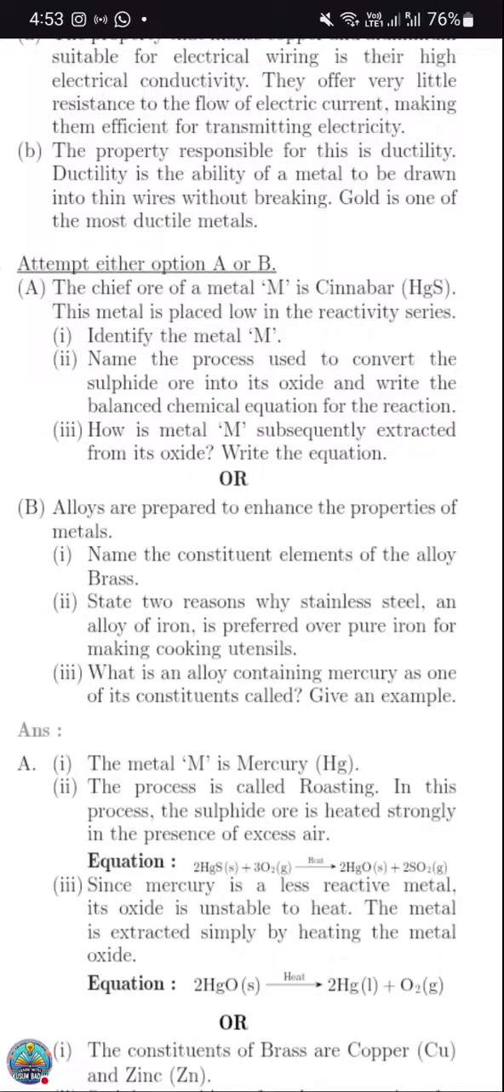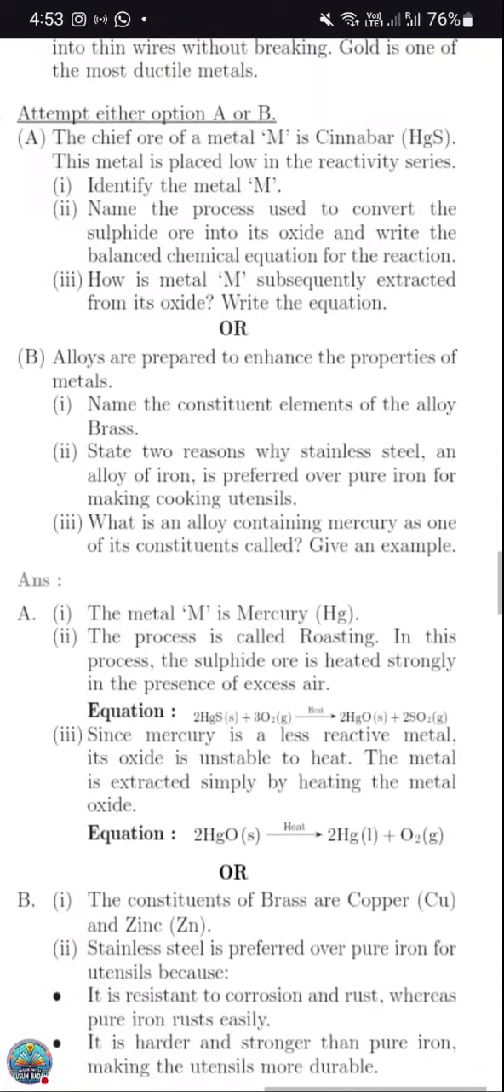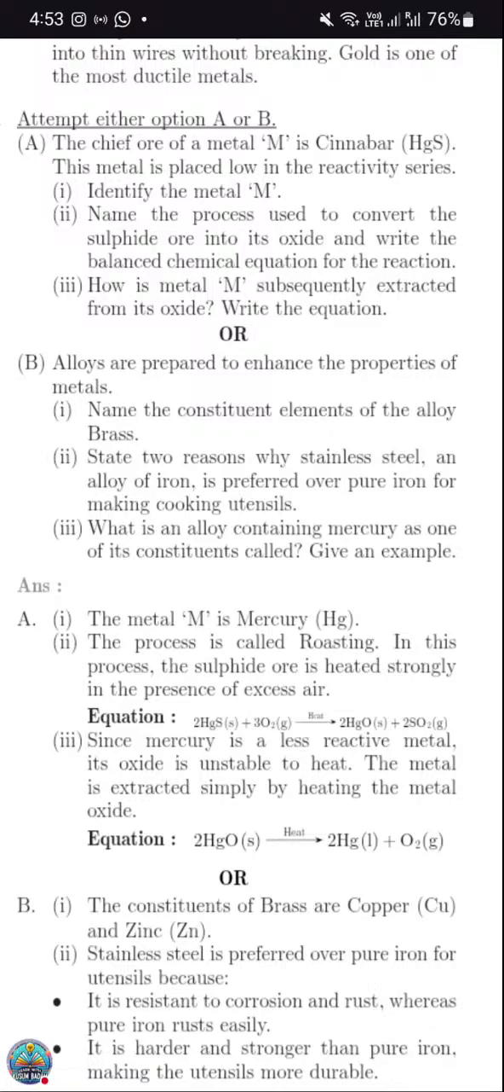The process is called roasting. Sulfide ores are extracted by roasting. Carbonate ores are extracted by calcination. Recall: roasting is in the presence of oxygen and calcination in the absence of oxygen. In roasting, the sulfide ore is heated strongly in the presence of excess air. Next, the last question: how is this metal extracted?